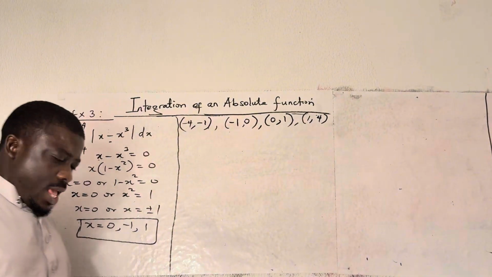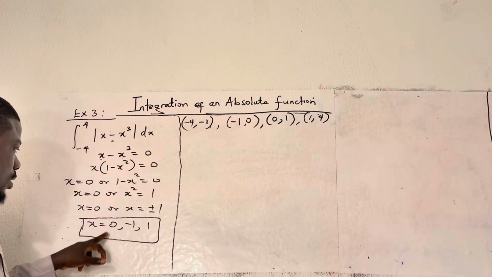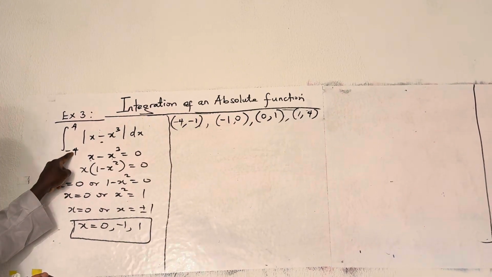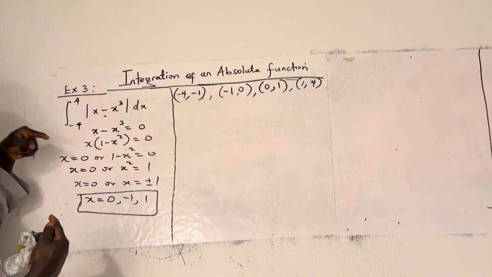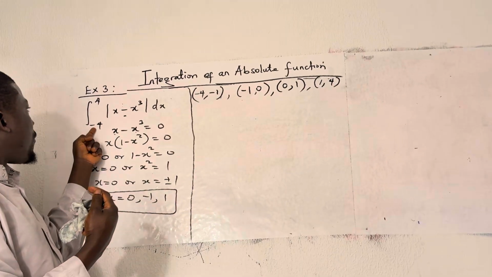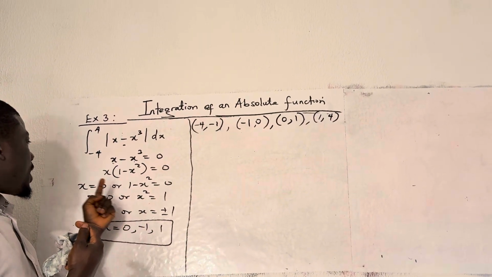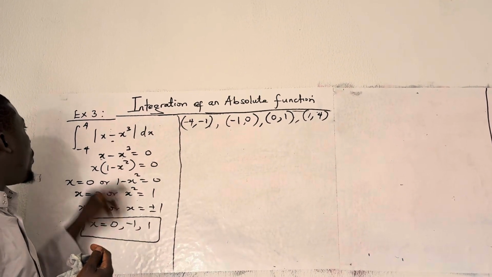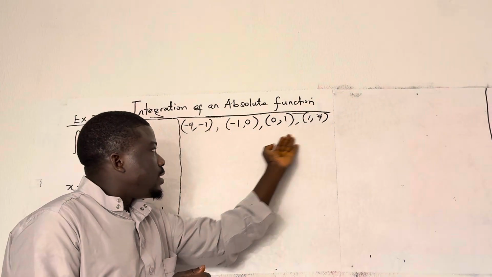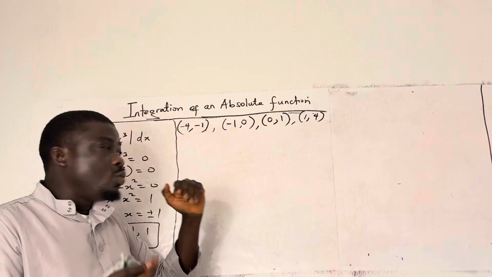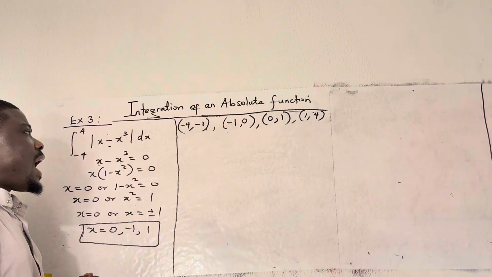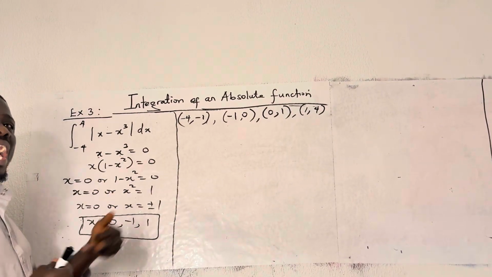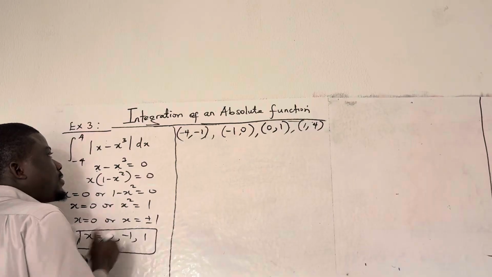Am I making sense? Now, because this is the turning point, this is the point where the sign will change: 0, minus 1, and 1. And we have from minus 4 to 4. So the sign will change at these points, where we have either from minus 4 to minus 1, from minus 1 to 0, from 0 to 1, or from 1 to 4. These are the points we are going to have as our new limit. But how are we going to determine the function that will be negative and the one that will be positive? Now, let's start from this.